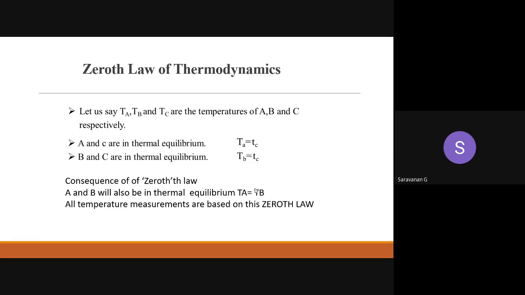So all the temperature measurements are based on this zeroth law of thermodynamics. Since A and C, and B and C are in equilibrium, obviously A and B are in thermal equilibrium. So this means of three systems, two are in equilibrium with the third one, so they are in equilibrium with each other. That is very important: in thermal equilibrium, the temperatures alone are equal. TA equals TC, TB equals TC, and TA equals TB. So this is the measurement. The zeroth law is the base for all temperature measurements.